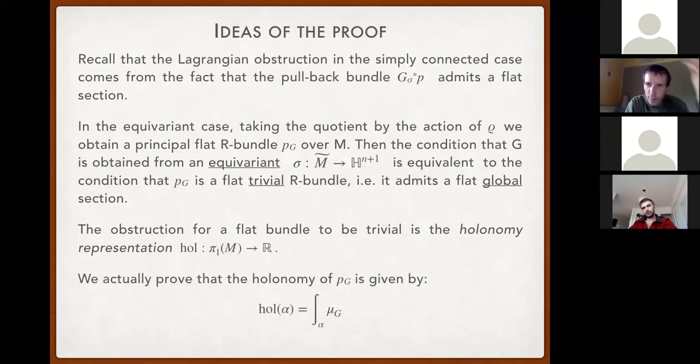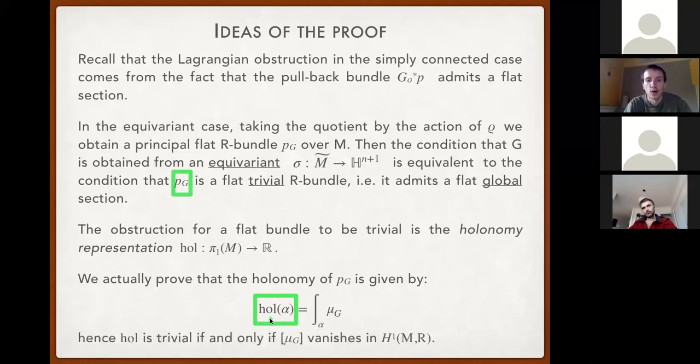And the expression which permits us to prove our theorem is that the holonomy of this bundle PG in the quotient is precisely computed over a path alpha as the integral over alpha of the Maslov class. And therefore, the holonomy is trivial if and only if the Maslov class, which is the cohomology class of mu G, vanishes in H1. Okay, this is not a complete proof, but it's at least a sketch of how this goes through.